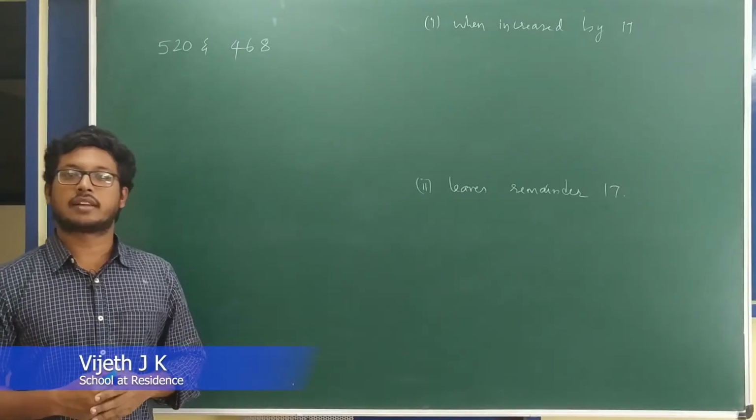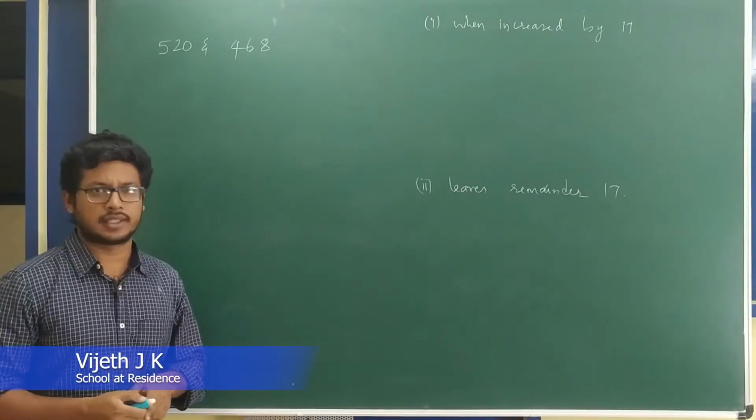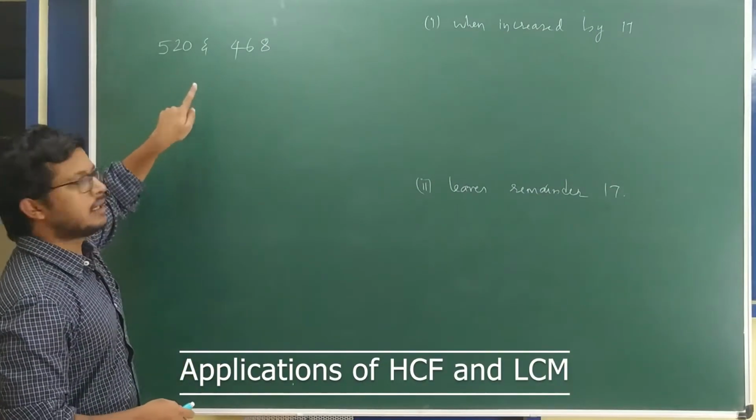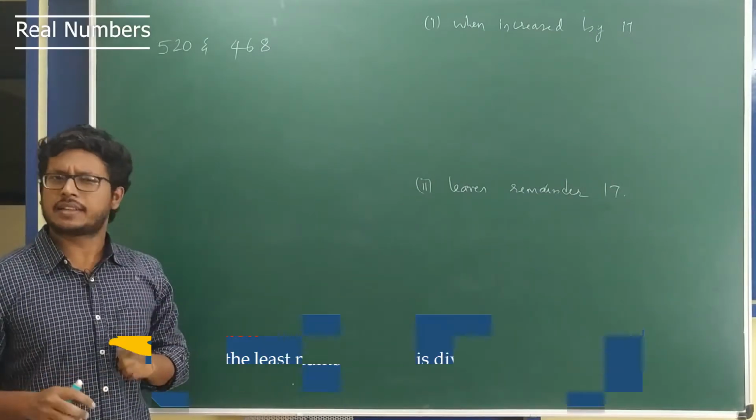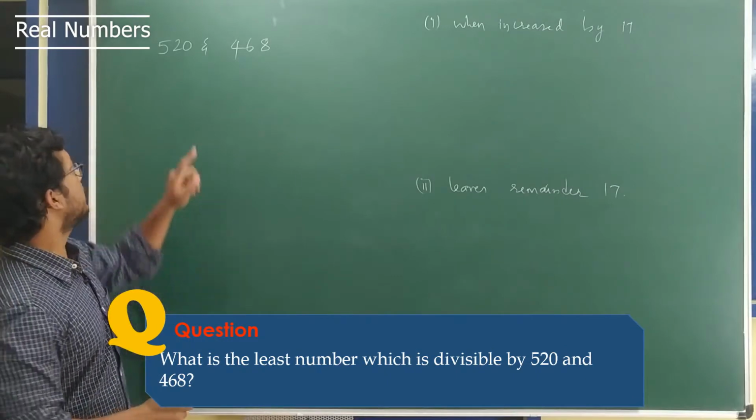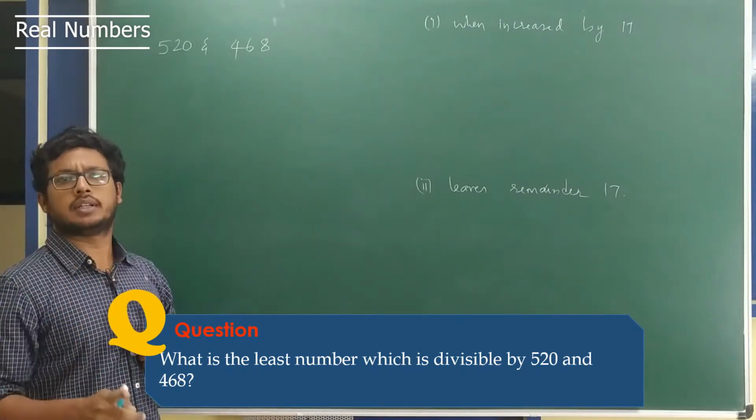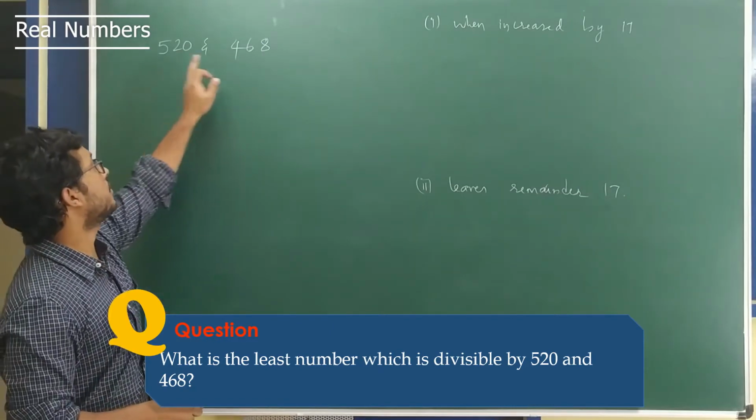Here we take one more example of application of HCF and LCM. The question is like this. Find the least number that is exactly divisible by 520 and 468. So I want a number that is divisible by 520 and 468.